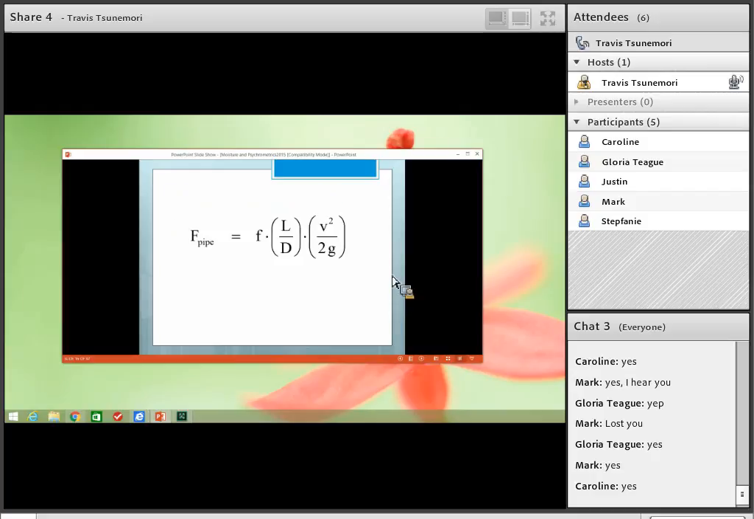Well, we remember Darcy's formula, right? F times L over D times V squared over 2G. You guys should be experts at this now after our session last week. So what's the first thing we're going to do? Calculate V, and then V squared over 2G. Perfect.